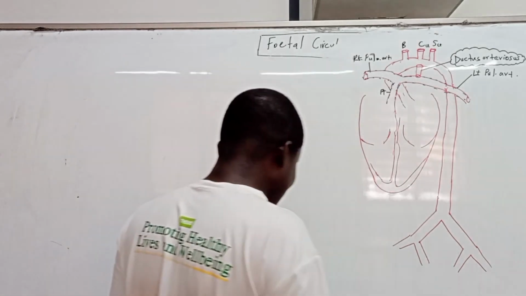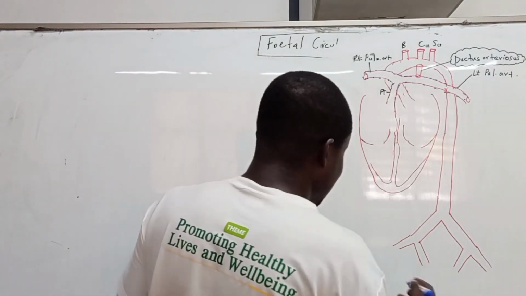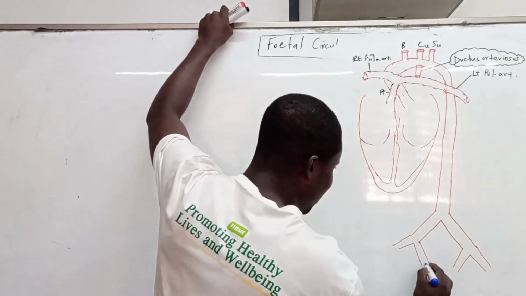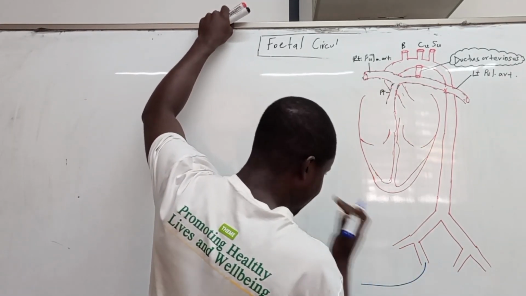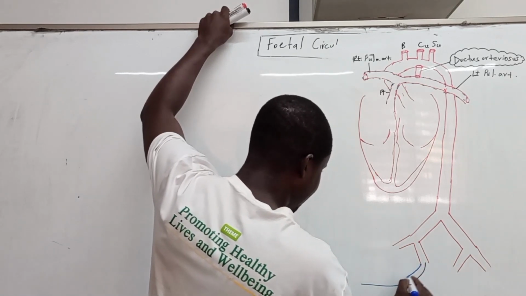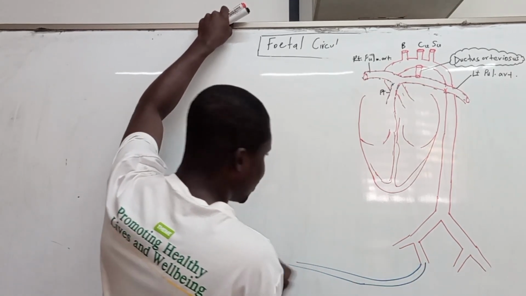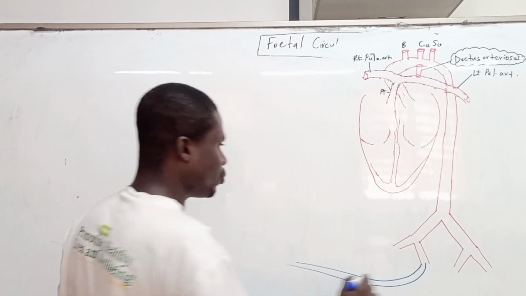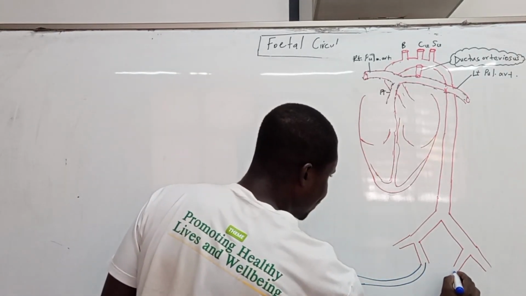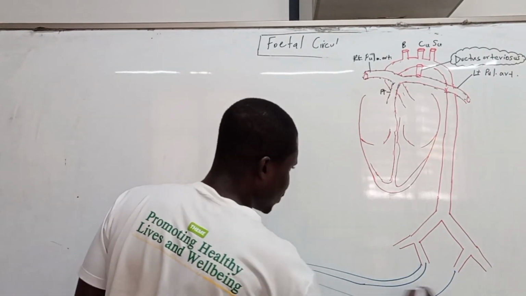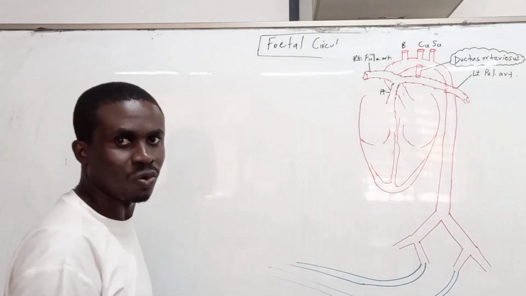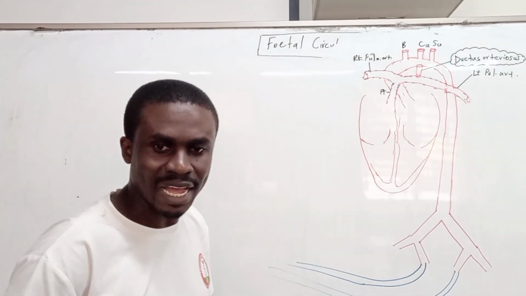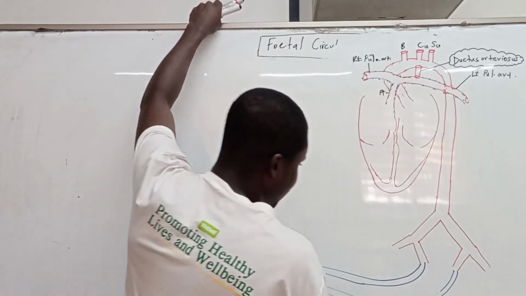Remember, we have left and right common iliac arteries. So for this reason, we are going to take oxygen poor blood. Okay, so I want you to draw it exactly the same way. Oxygen poor, so that is why I have this blue thumb demonstrating that for you.